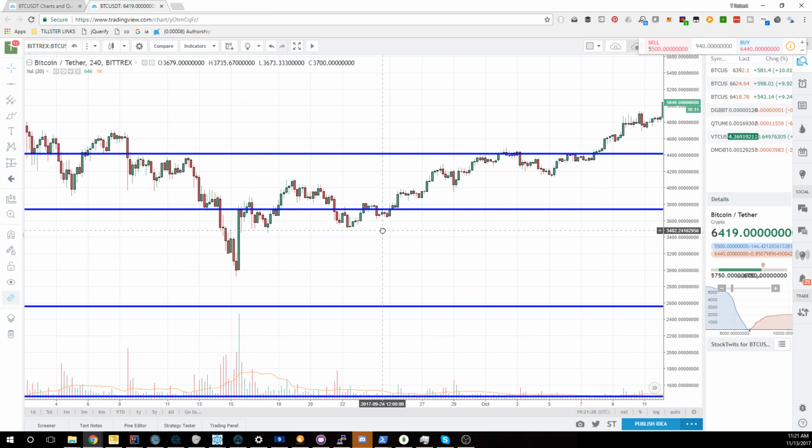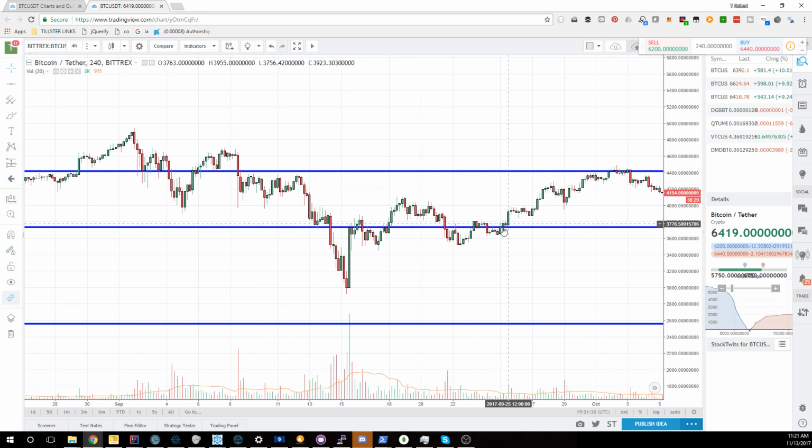Okay? And then look at what happened. We were trying to go up again, and we found resistance. Where did we find resistance? At the previous support level.